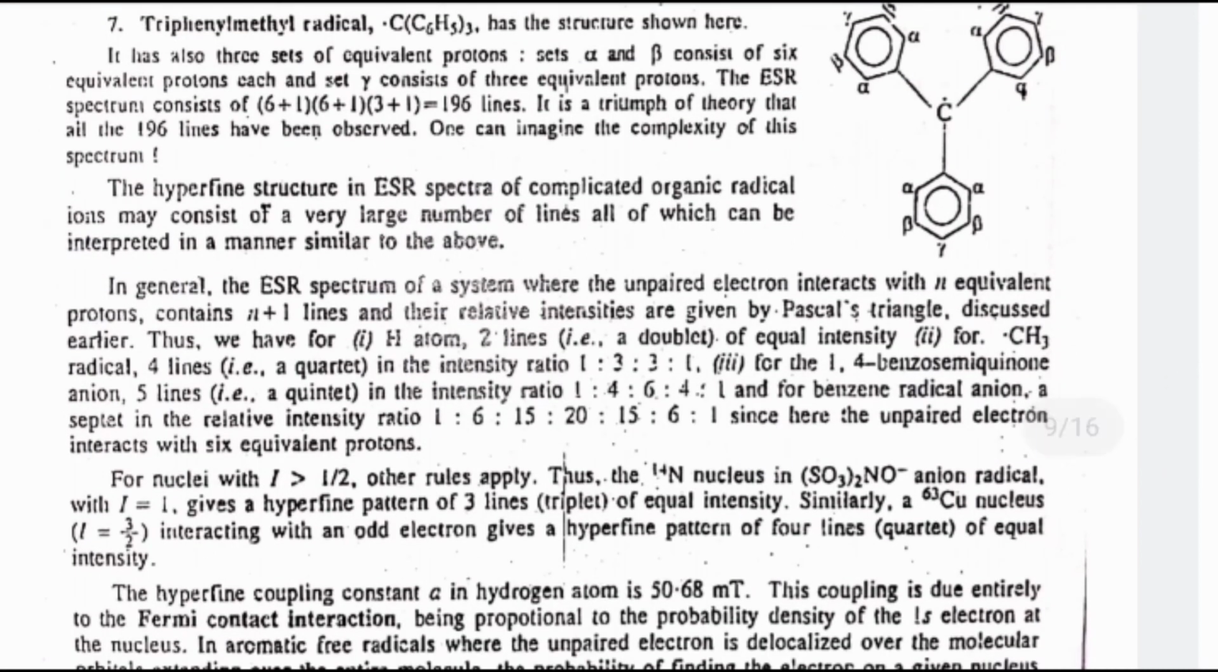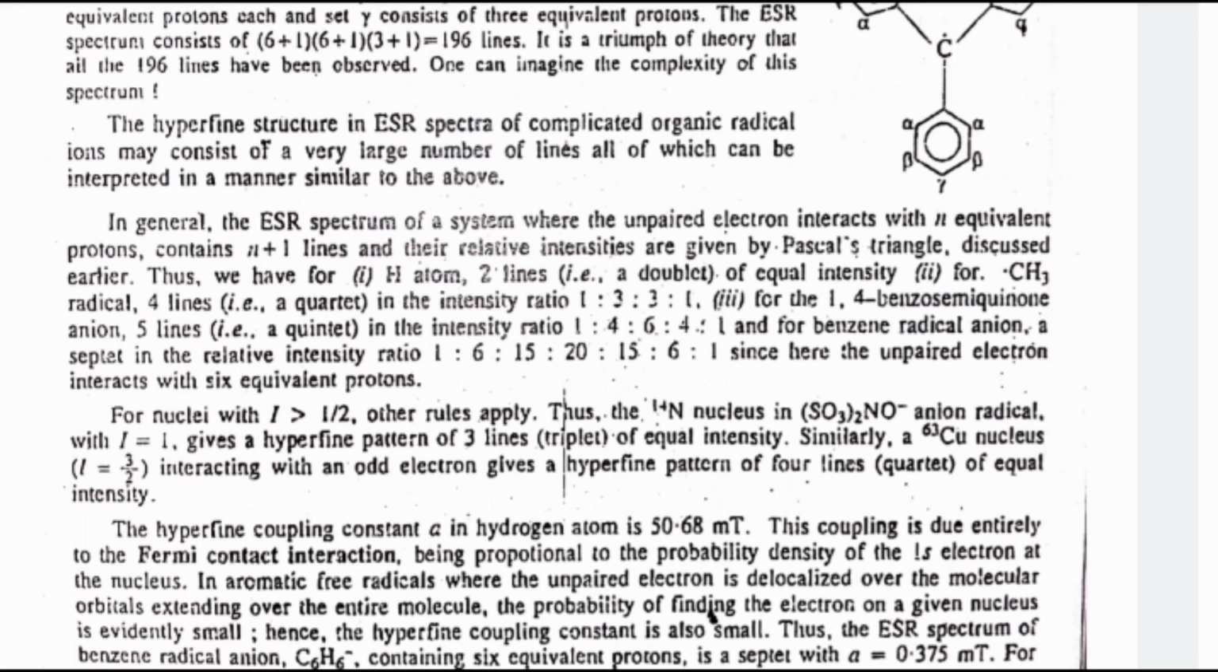Generally, the ESR spectrum of a system where the unpaired electron is interacting with n equivalent protons contains n plus 1 lines. Simple, that formula we can modify for the protons by converting into n plus 1 lines, and the relative intensities are given by Pascal's triangle. As we discussed earlier, for hydrogen we get 2 lines in the ratio of 1 is to 1. For methyl radical we get 4 lines, a quartet signal, in the ratio of 1 is to 3 is to 3 is to 1.